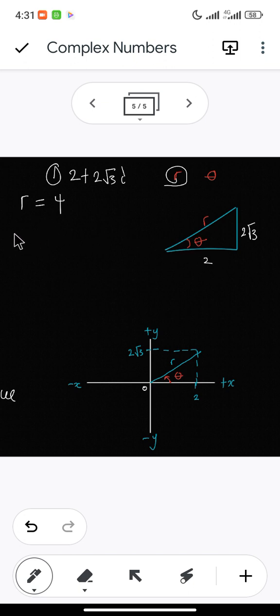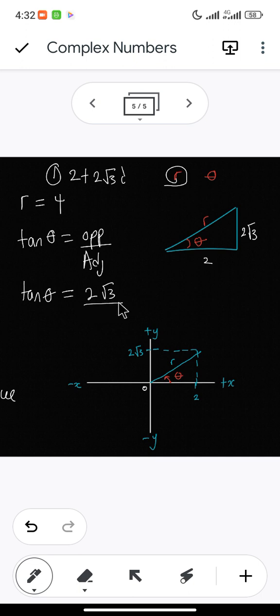We can use tan. Tan theta gives you opposite over adjacent. Now your opposite is the side facing the angle, so this is automatically your opposite. So tan theta gives you your opposite 2 root 3, all over your adjacent, which is the side where the angle is resting on. So we have 2. This is going to cancel out this.